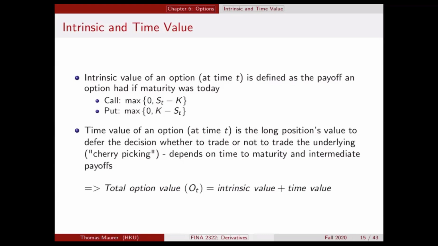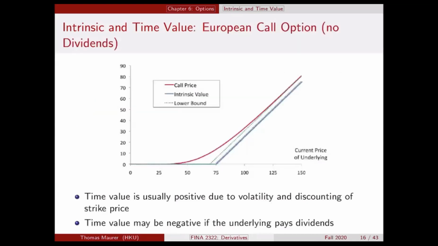Eventually, the current value of an option, or the total value, is equal to the intrinsic value plus the time value of the option. To illustrate this, let's consider a European call option with strike price K equals $75. Then the blue line would be the payoff of that option if you are at the maturity date, or equivalently, if you're before the maturity date, then that blue line is the intrinsic value of the option.